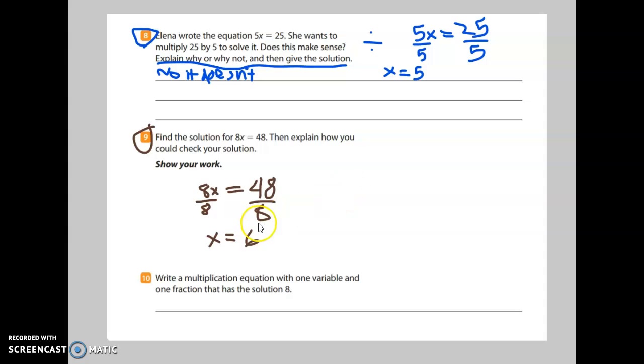Well, I can put 6 in for x over here. So to check our work, we would do 8, don't judge my parentheses, 8 times 6. And does that equal 48? Why, yes it does. So 8 times 6 equals 48. So the way you check it is you just plug the value back in for the variable and see if it makes sense, which in this case it does.